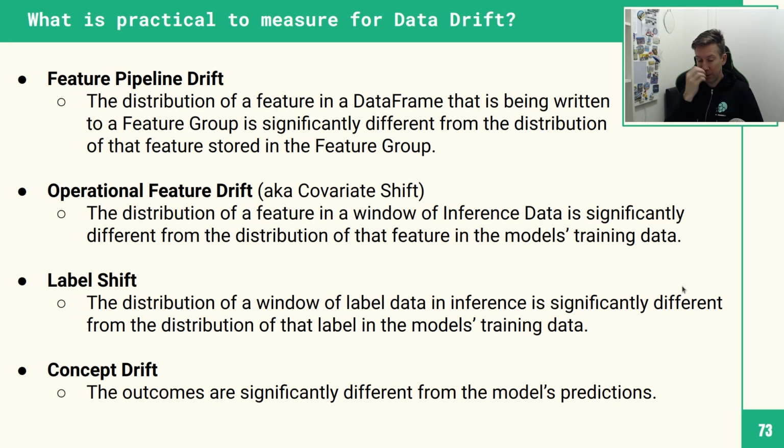The same is true for label shift. You need to store the predictions, and maybe you can do it with a batch, but in the operational case, you'll need to just store them. A feature group is a pretty good place to store them. And then you can compare the distribution of those predictions with the distribution of the labels in the training data for the model. And then concept drift is great if you can collect the outcomes. If the outcomes are significantly different from what the model predicted, you've got a pretty useless model and you maybe want to retrain.